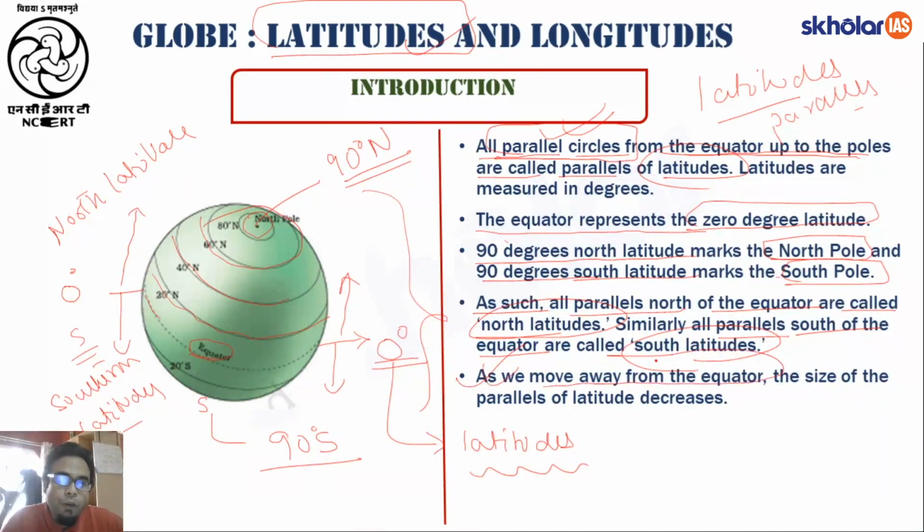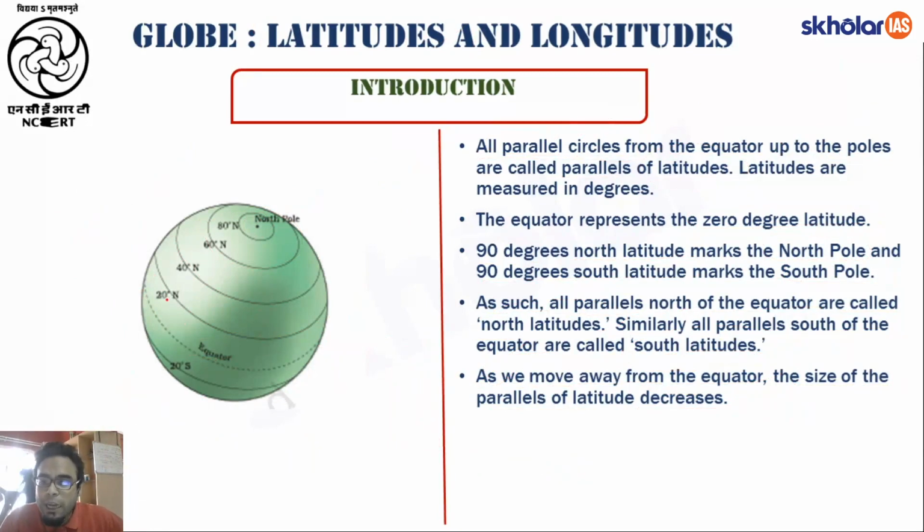As we are moving away from the equator, the size of the parallels of latitude starts to decrease, right? So as we are moving away from the equator towards the poles, what is happening? The size of the circle is decreasing. For example, this is 20 degree, this is 40 degree, this is 60 degree, then 80 degree, and then we have the 90 degree. So as we are moving from 0 to 20 to 40 to 60 to 90, if you look at the circles here, is the length of the circle decreasing or not? So this is what the point states.